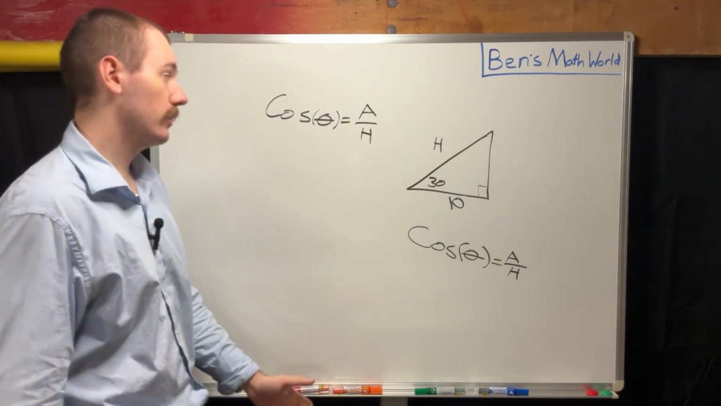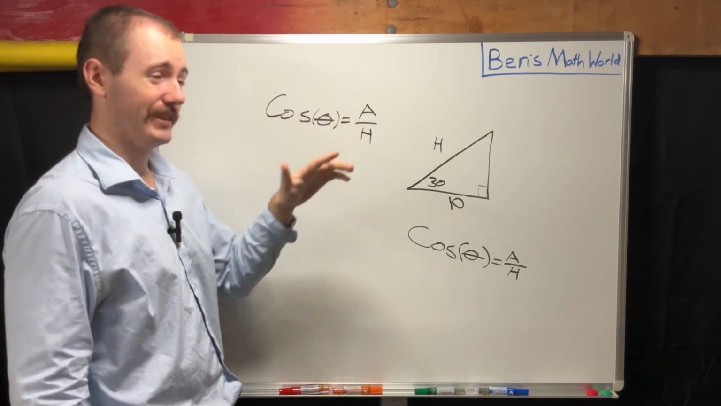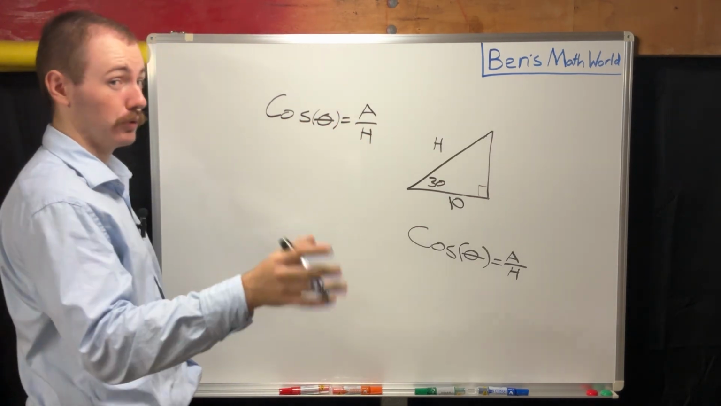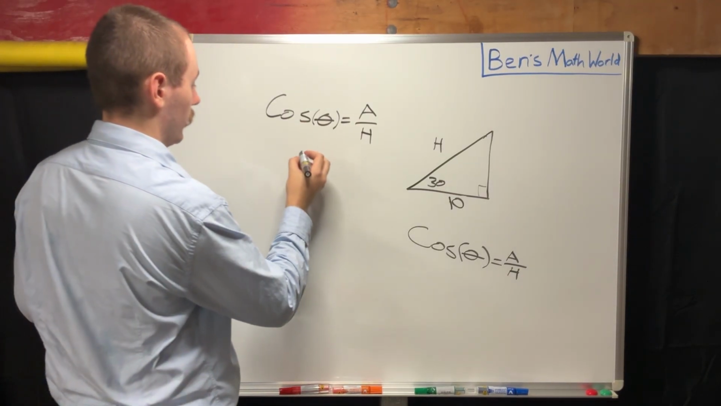And now lastly, we'll be trying to find the adjacent, which is by far the easiest. Same way we did it with sine, except we were finding the opposite. Let's go.